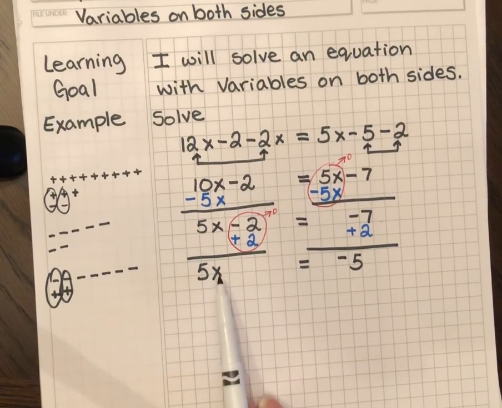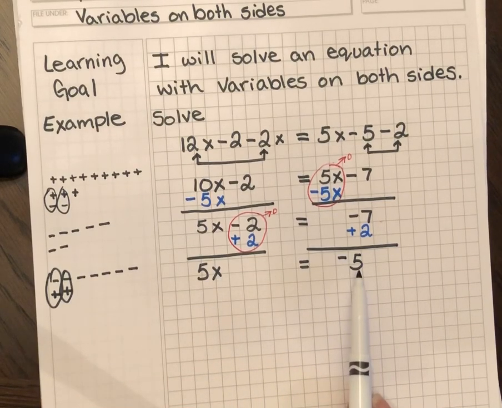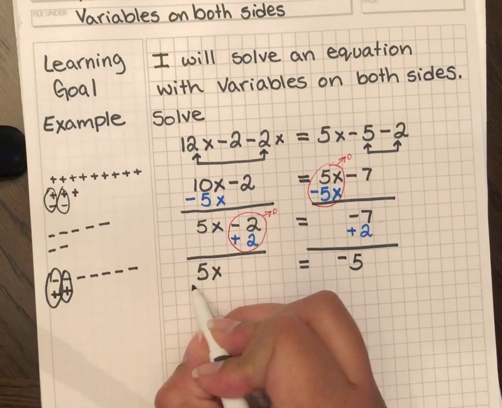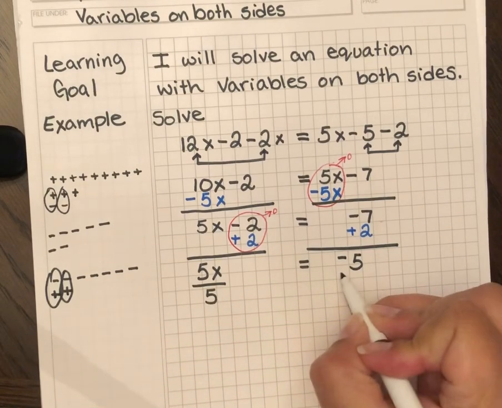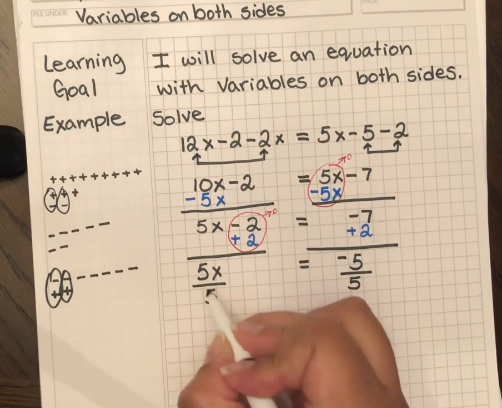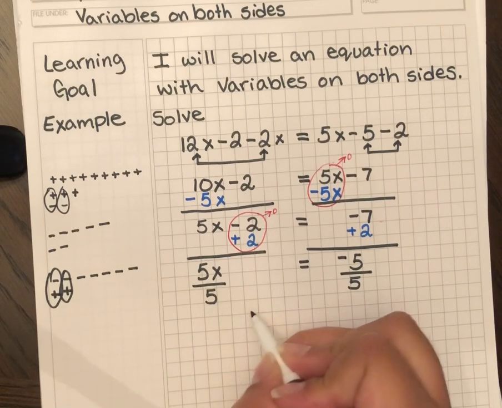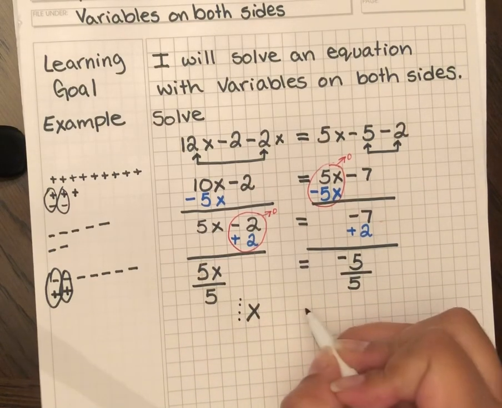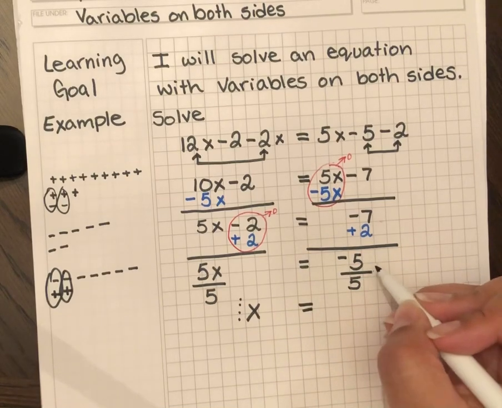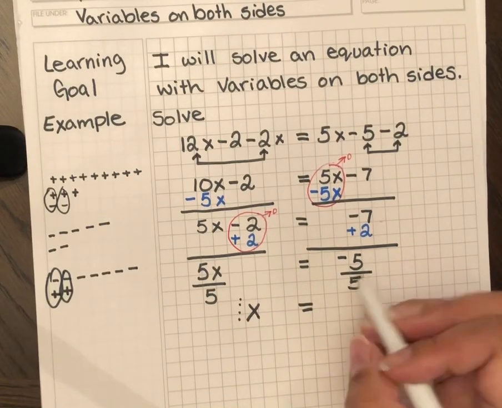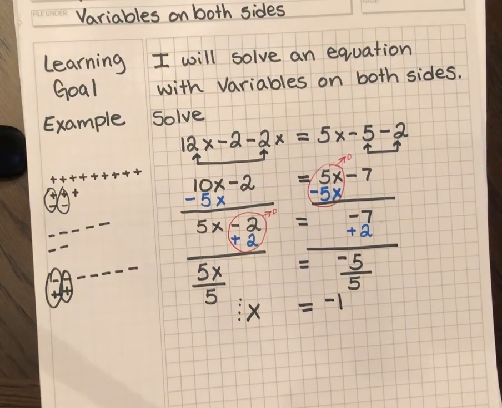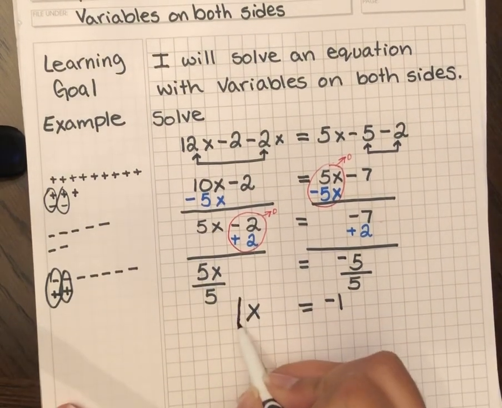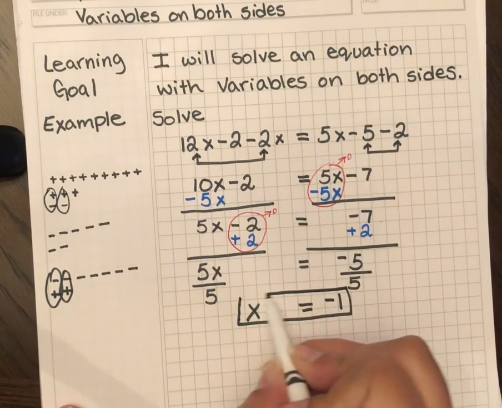So that means each x is going to get how many units? Well, if we divide both sides by 5, 5 divided by 5 is 1, so there's my 1x, yes, that has an invisible 1, equal to -5 divided by 5, which is -1. Therefore, x equals -1.